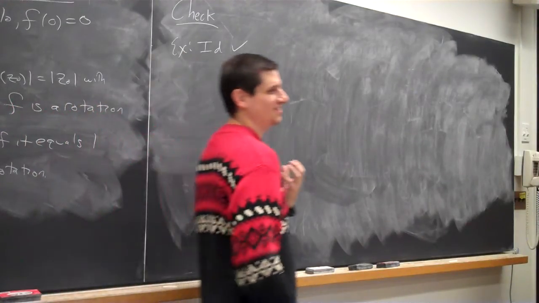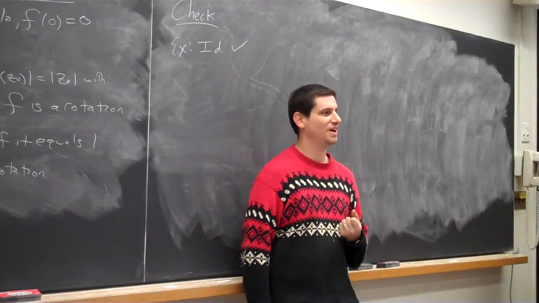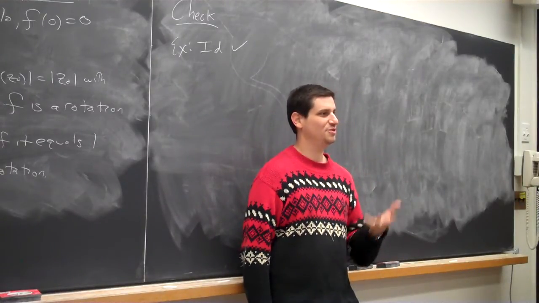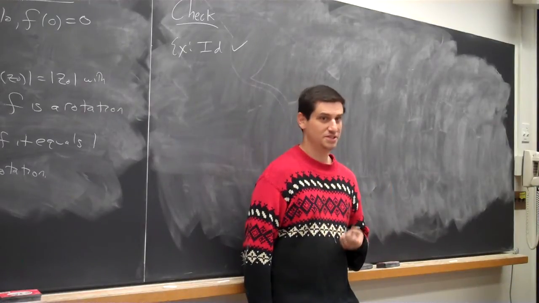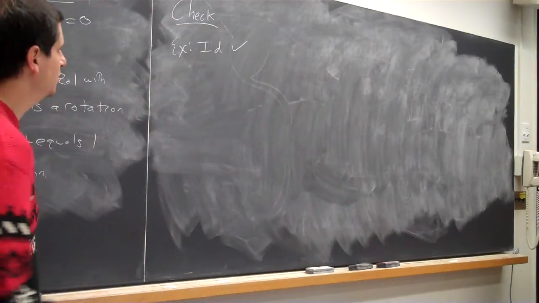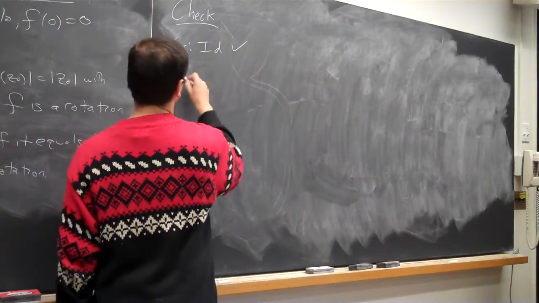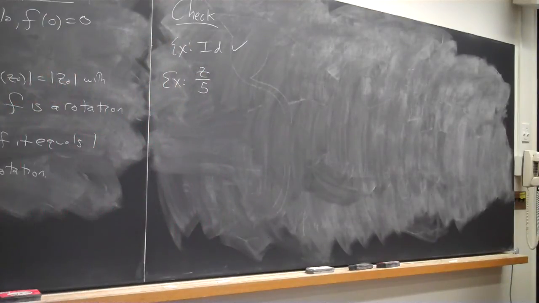So correct it. Change where you put the 5. Instead of doing 5z, do what? z to the 5th. Or z over 5. Right? So, for example, z over 5. And if I do that, I'm never going to have a z inside the unit disk.